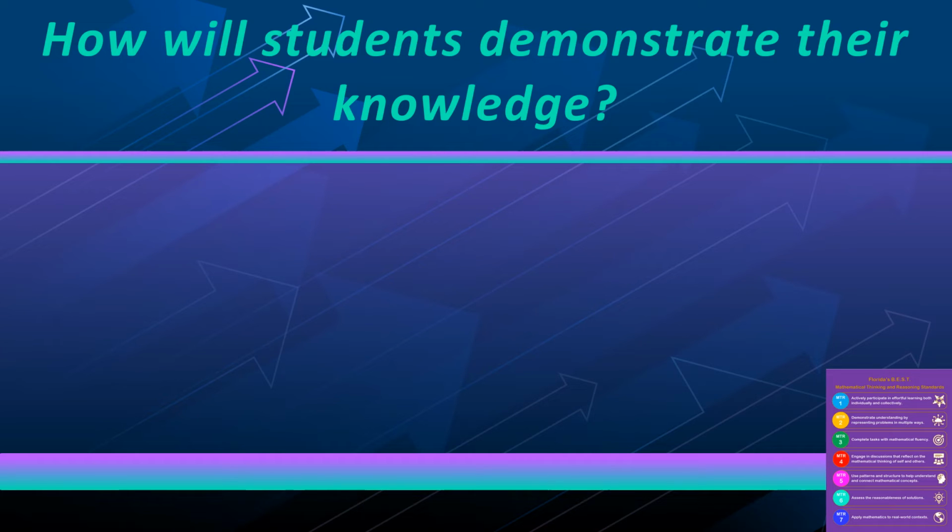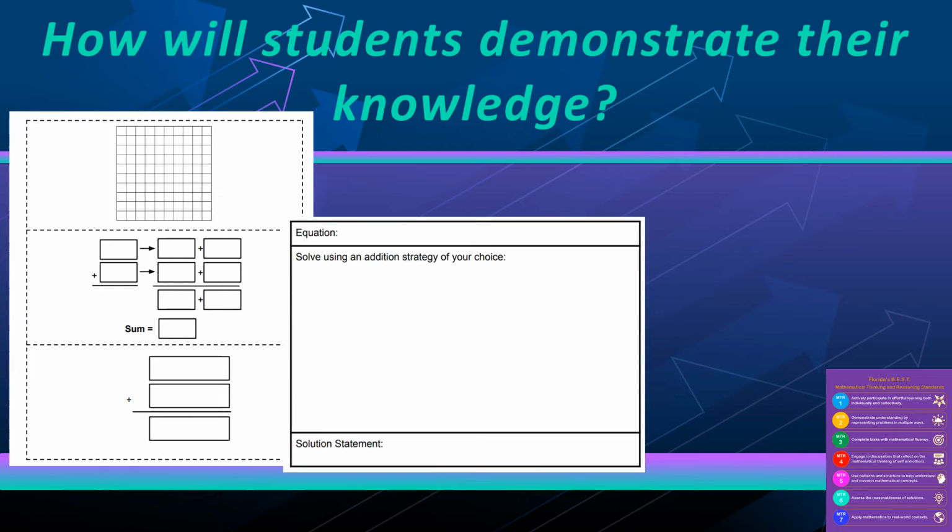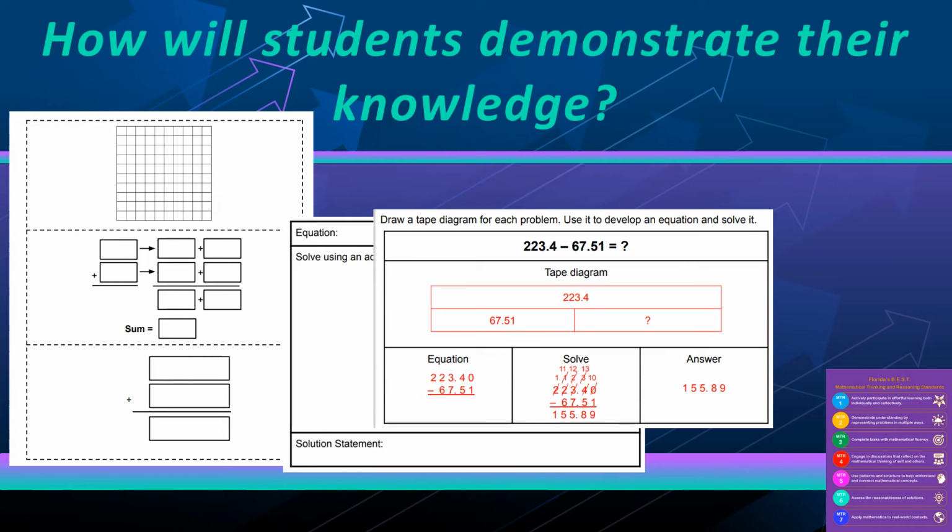There are many ways students will be demonstrating what they've learned throughout this unit, starting again with that concrete model, showing the different ways they can connect it to a standard algorithm. You might see empty boxes like this where it simply just says solve using a strategy of your choice. So students have a choice in what they want to do to solve it, and backing up their answer with a solution statement, leading them into this tape diagram.